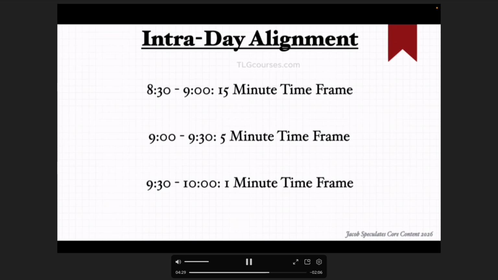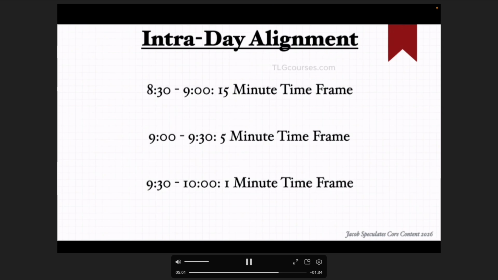Some of you might be a little confused about which time frame to pick. Well, you can use any of the 3 time frames as long as it's within the correct time. So just because from 9:30 to 10 o'clock the 1-minute time frame is of use doesn't mean the 5-minute and the 15-minute don't matter anymore. You can still look at those. But if it's from 9 o'clock to 9:30, then you know, don't use the 1-minute. Or if it's from 8:30 to 9 o'clock, then don't use the 5-minute. And this isn't all there is to it.